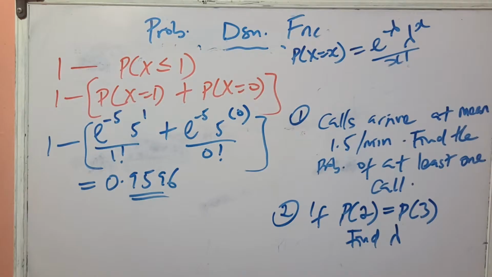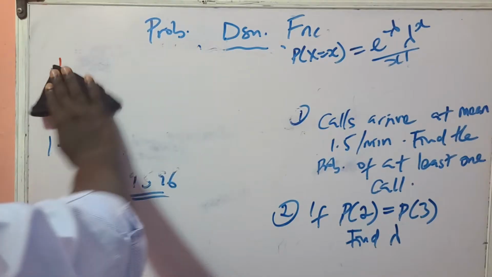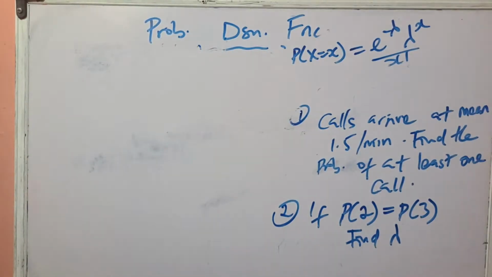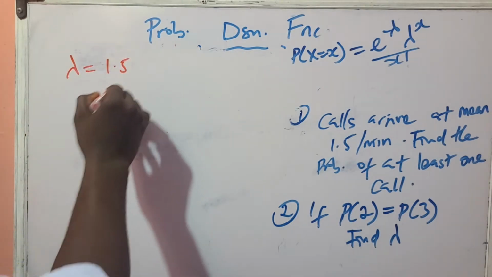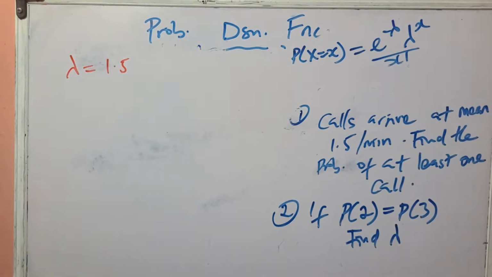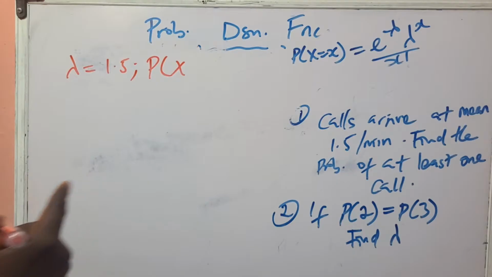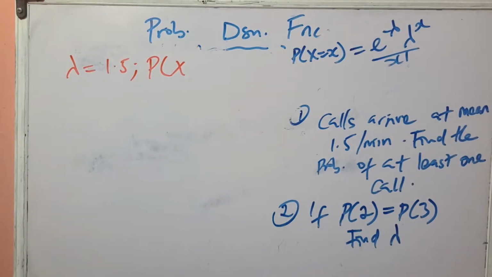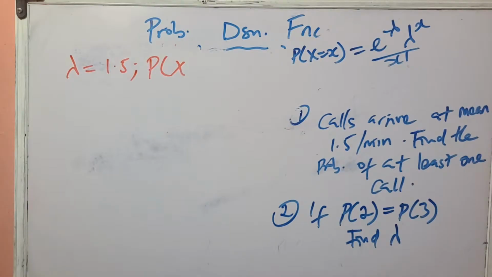Okay, it looks like I can see the correct answer there. So again, quite very simple. Calls arrive at mean 1.5 per minute. Of course, you can identify there that your mean lambda is equal to 1.5. All right. Find the probability of at least one call. You are told to find the probability of at least one call.